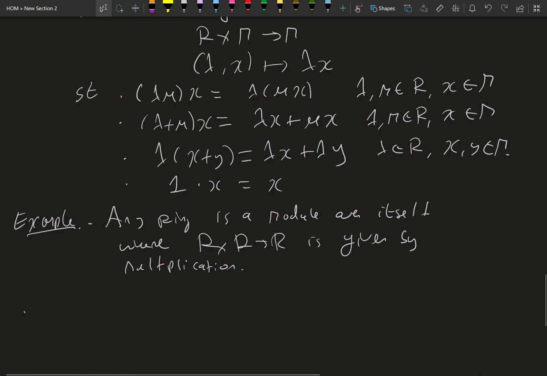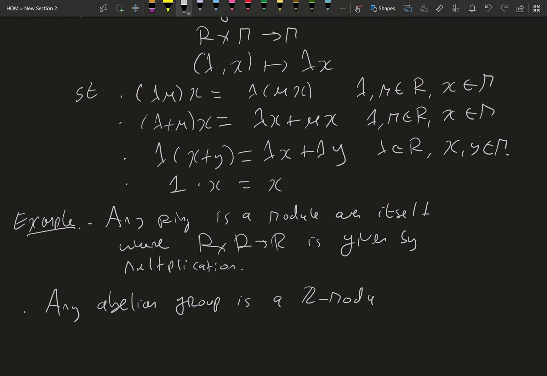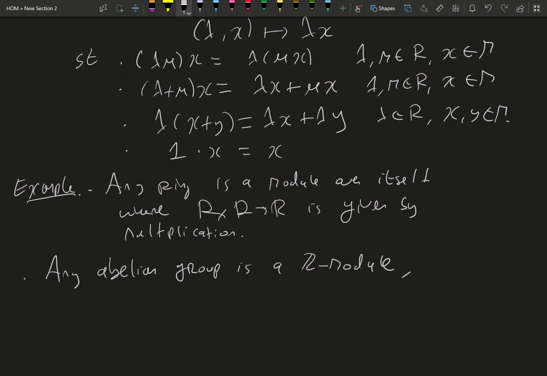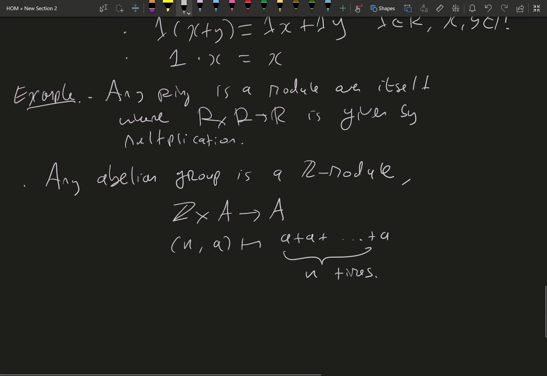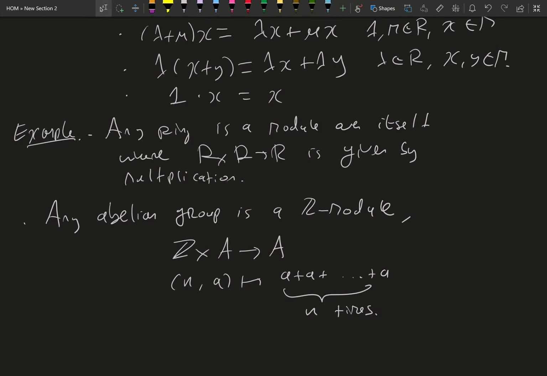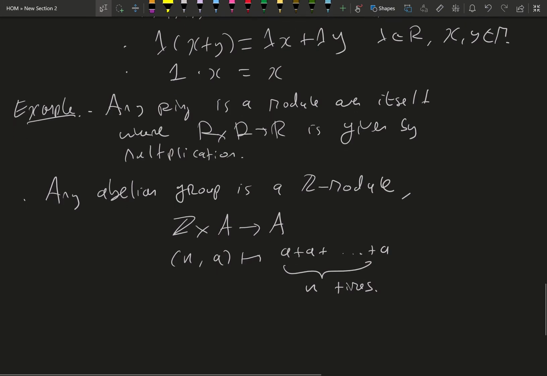And another important example is that any abelian group is a Z module. So we want an action of Z on a given abelian group A, and we do this by mapping n times a to a plus dot dot dot plus a, where this is n times. And it's a good exercise, if you've not seen this before, to check that this actually gives you a Z module.